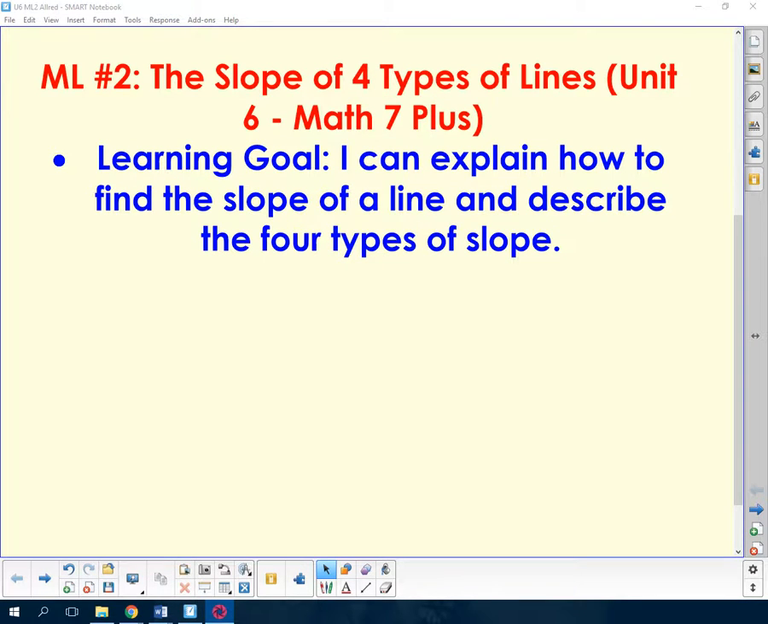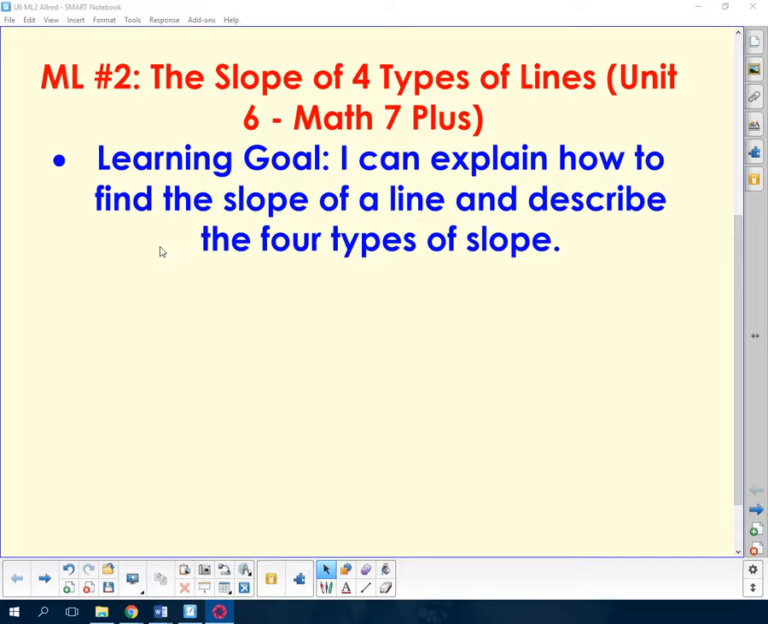We're going to talk today about mini lesson number 2, the slope of 4 types of lines. So brace yourselves, because this might be the most important day of math instruction that you've ever had in your entire young adult life. That might just be true. So please do your best to pay attention. You should be able to explain how to find the slope of a line and describe the 4 types of slope by the end of the day today.